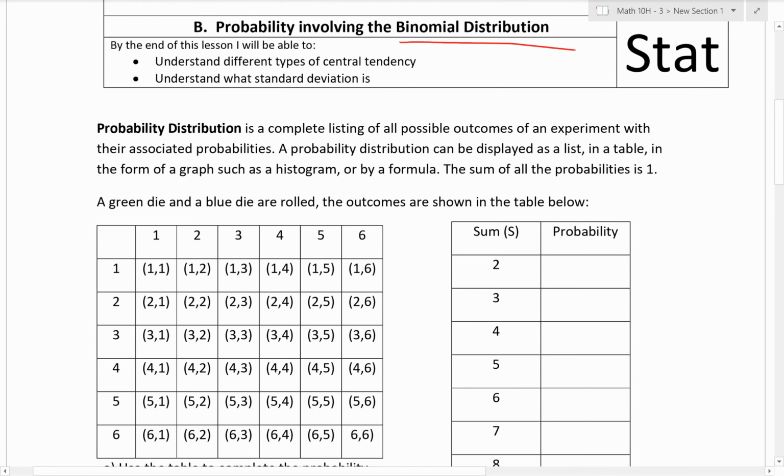It is a complete listing of all possible outcomes of an experiment with their associated probabilities. A probability distribution can be displayed as a list, in a table, in the form of a graph such as a histogram, or by a formula. The sum, okay, this is key, the sum of all the probabilities is 1. That makes sense, right? If you include all the possibilities, the probability will be 100%. So that's why the sum of probabilities is 1. There's no way it's more than 1 or less than 1.